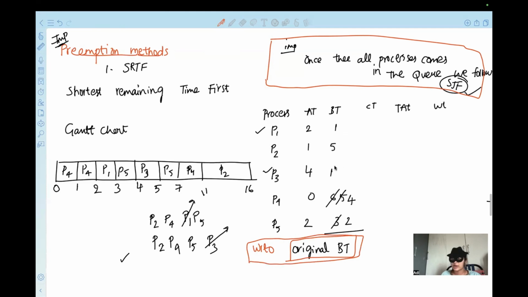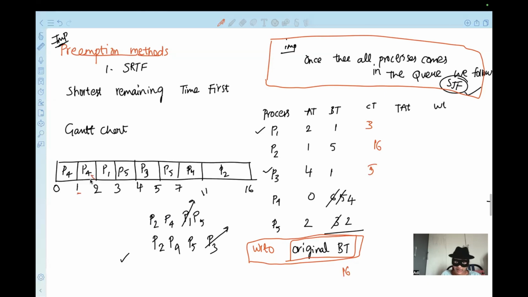So if we do the sum of all the burst times, you will get the answer as 16. 6 plus 3, 9, 10, 16. So completion time is nothing but, for P1, we'll write the last completion time, 3. For P2, it is 16. For P3, it is 5. And for P4, don't write this.